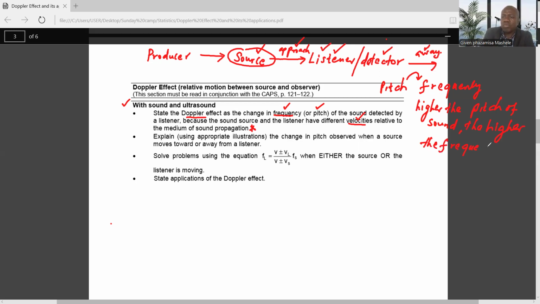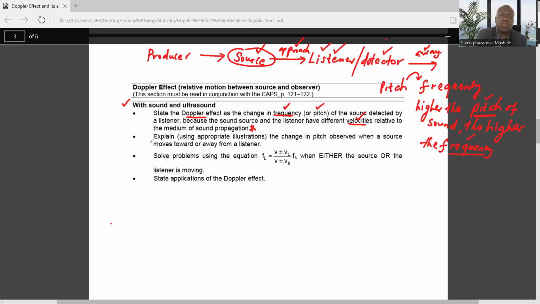So you need to know that when you talk about the pitch of sound, it's related to the frequency. The higher the frequency, the higher the pitch of sound. So it's very important to know the relationship between the pitch and the frequency of sound.